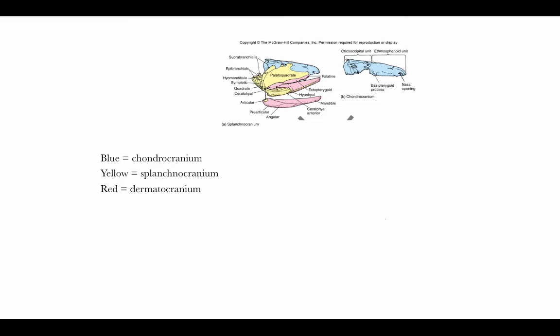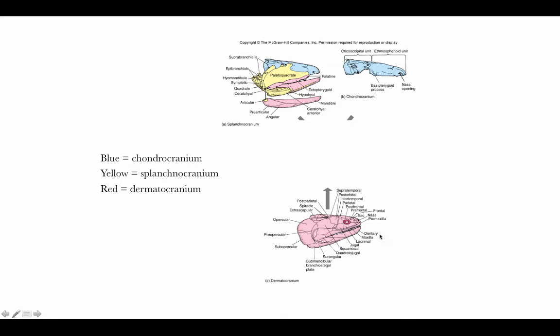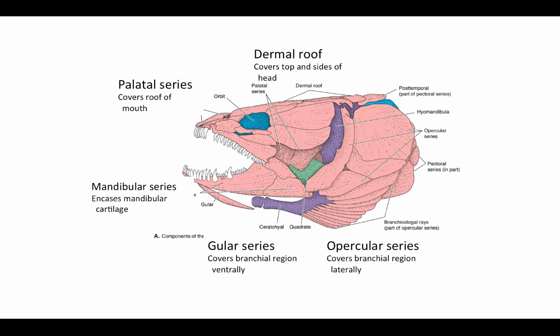And so here we see the splanchnocranium and chondrocranium in yellow and blue being covered over ultimately by all the dermatocranium shown here in red. And here you can see this see-through view of the dermatocranium just covering up all of those chondrocranial and splanchnocranial elements underneath to form the head of the fish. And this happens in a series of small individual bones.